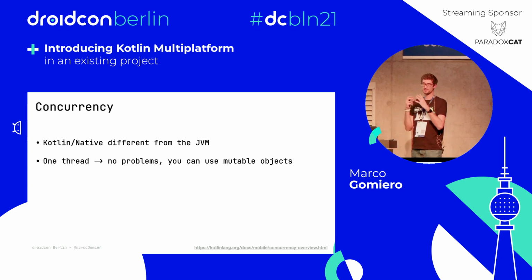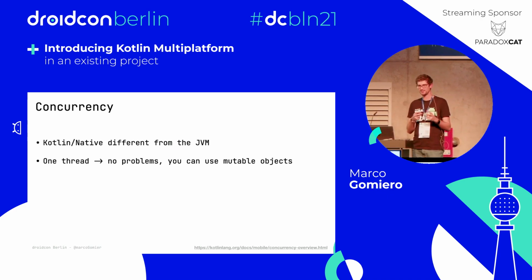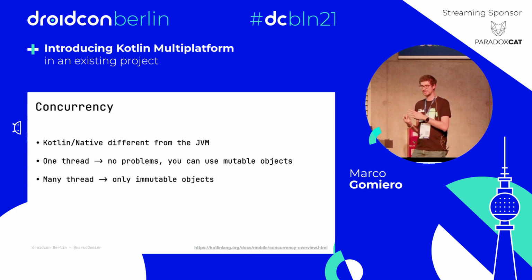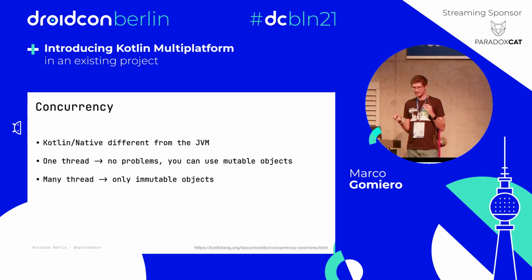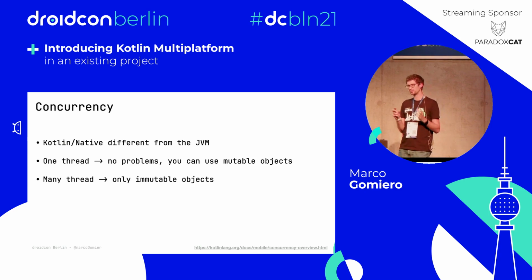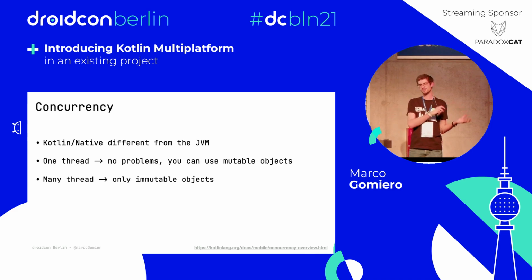But on Kotlin Native, we have to keep in mind that it's different, and so the rule of thumb is that if we have one thread, there is no problem. We can modify things, we can do whatever we want. But if there are more threads involved, then we can only deal with immutable objects. So we cannot modify something from a background thread and then send it to the main thread, and vice versa.